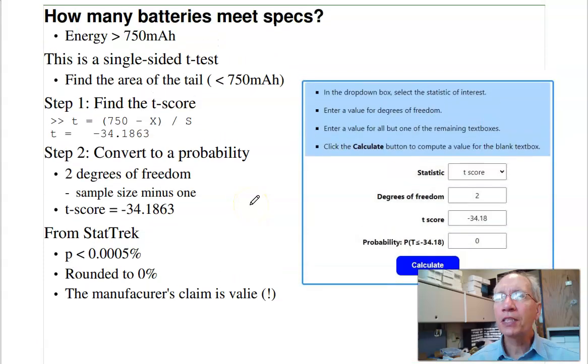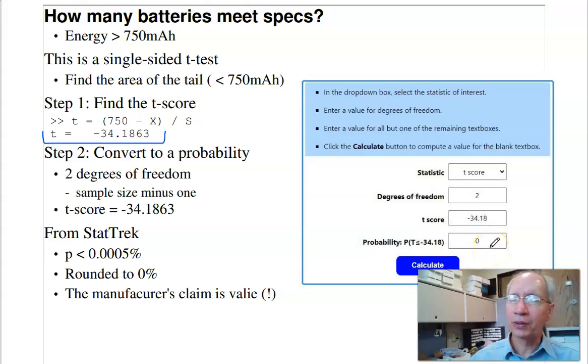To do that, I find the t-score. How far is 750 from the mean in terms of standard deviations? It is 34 standard deviations away. That's actually really, really far. To convert that to a probability, I have a sample size of 3, meaning 2 degrees of freedom. The t-score is 34. The area of the tail is 0. It's actually not 0, it's off the scale. So it's less than 0.0005.